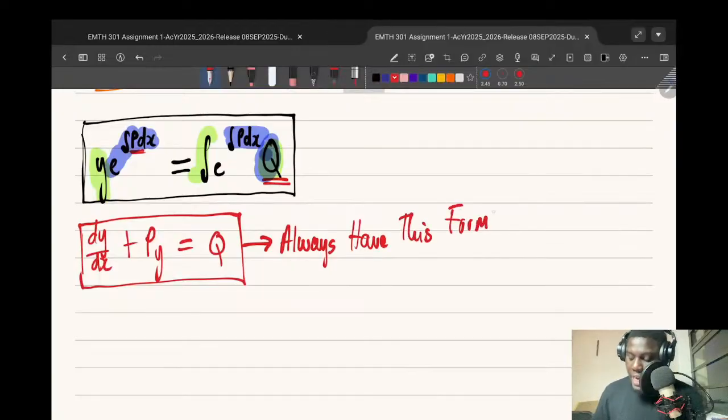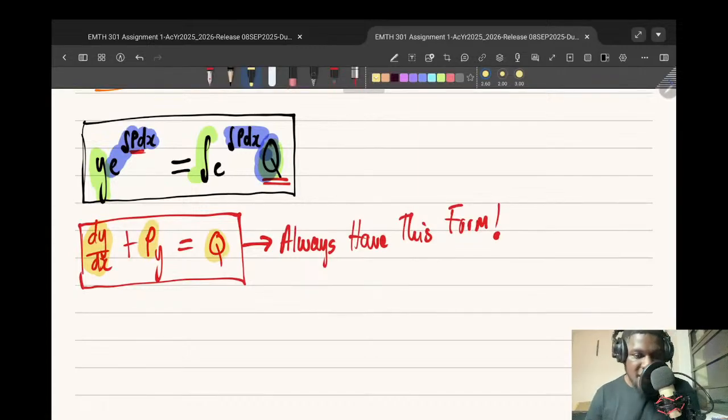I don't even mind it if you don't write down the example. But this I mind, because this is what you have to actually remember. You have to make sure that your dy dx has nothing multiplying it. Sometimes they'll give you with a number. Remove that number, because you must have it in this form: dy dx plus py is equal to q. And you must be able to identify your p and your q.